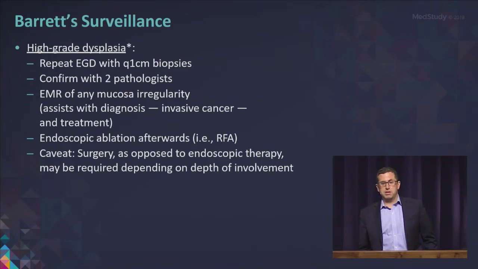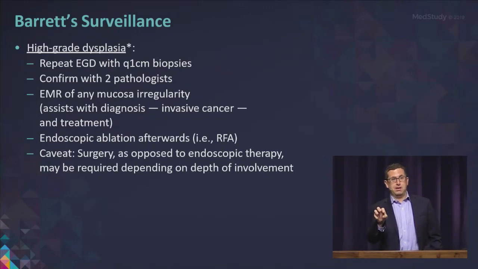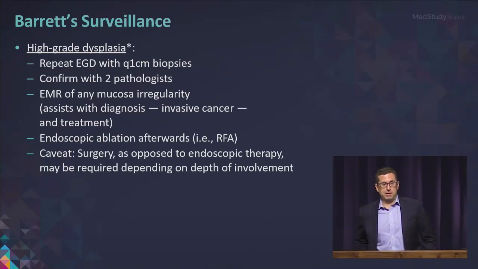If you have high-grade dysplasia, fairly similar, you want to repeat the EGD, take more frequent biopsies at shorter centimeter intervals. You want to confirm it with 2 pathologists. Again, you want to remove any nodules with endoscopic mucosal resection, which we can do during EGD. And again, that's to make sure that there's no frank cancer. You want to ablate the rest of the Barrett's with radiofrequency ablation. And then if there's actually cancer there, then it's possible that the patient may need an esophagectomy. So it kind of depends on how deep it is.